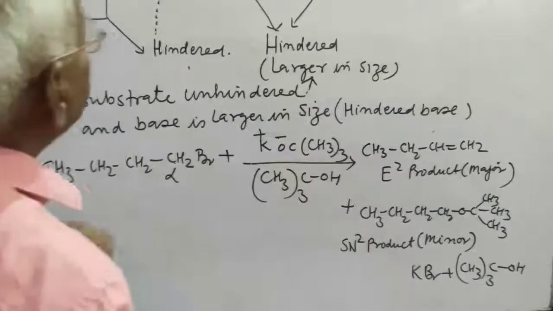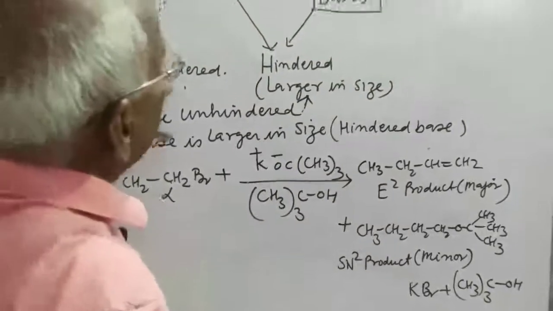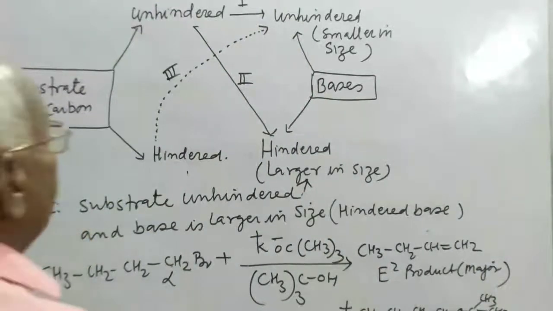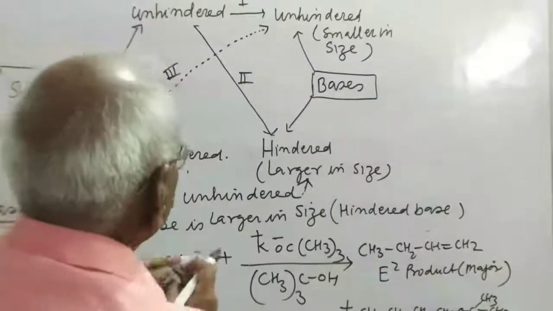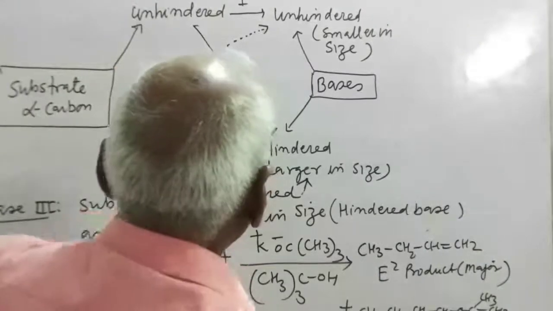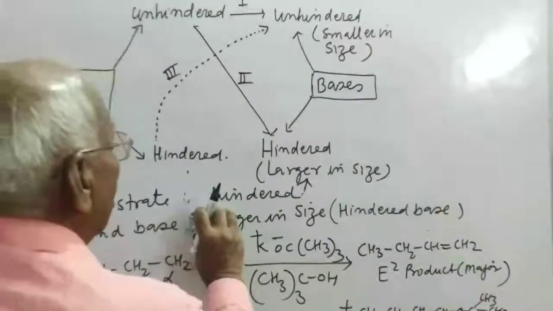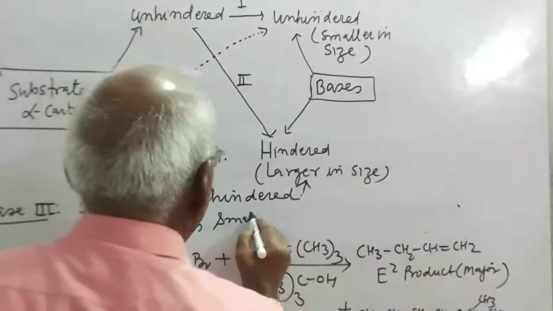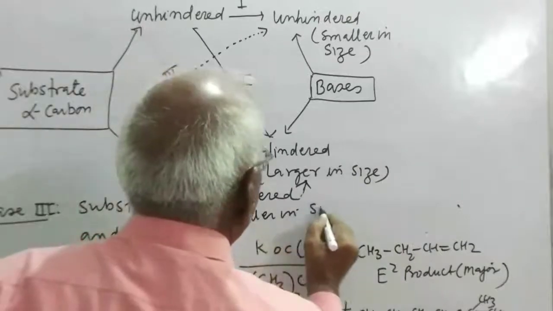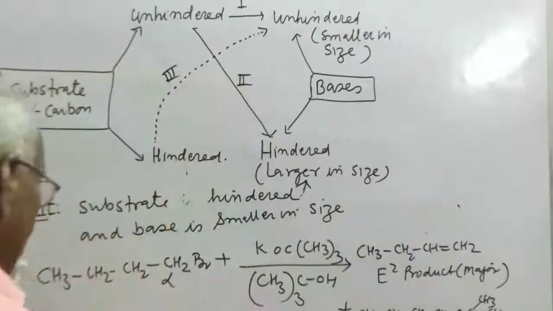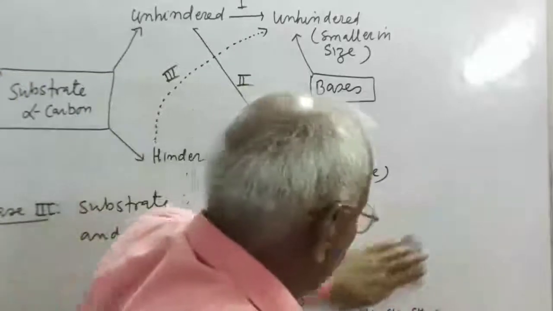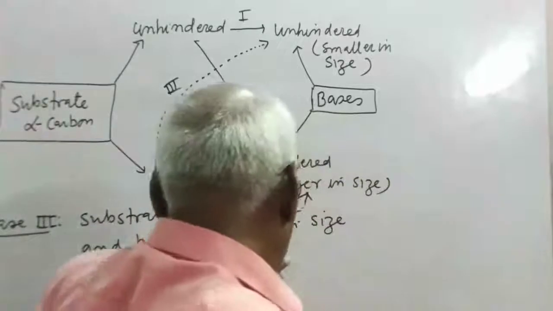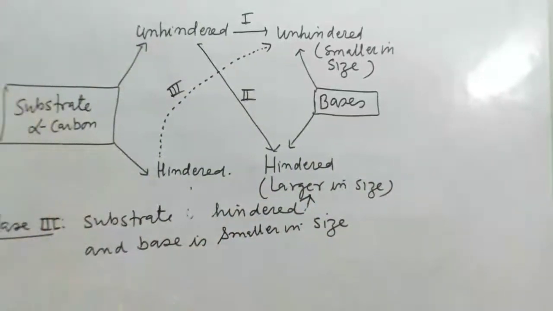In case third, now substrate is hindered and base is unhindered. So now case third, the substrate is hindered and the base is smaller in size. So for a hindered substrate, we should take an example in which the alpha carbon is hindered.